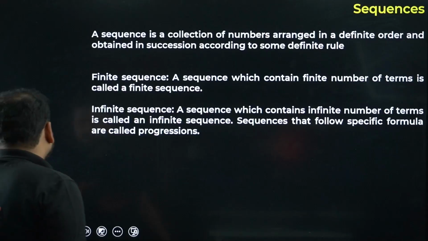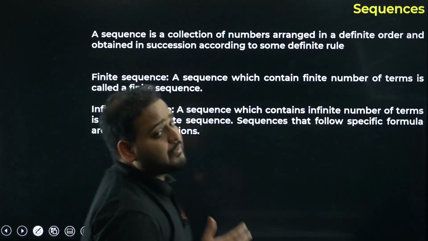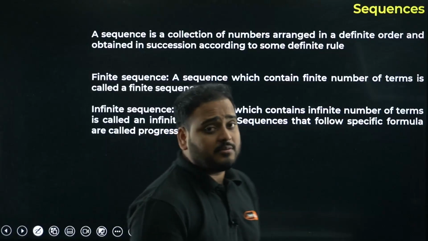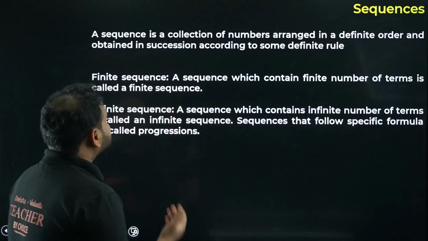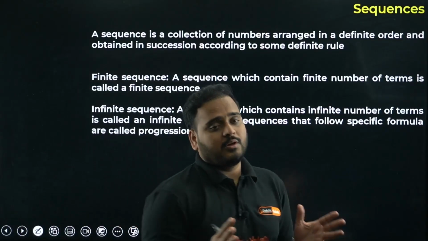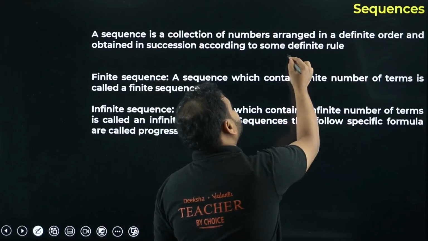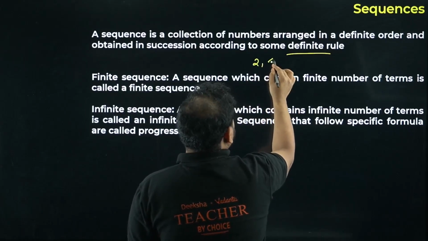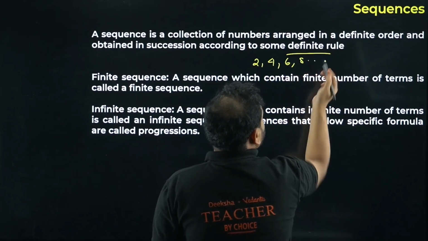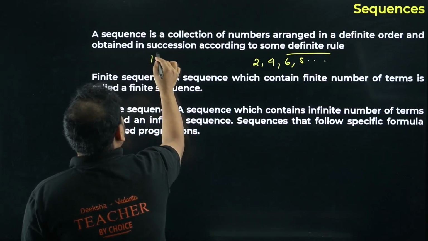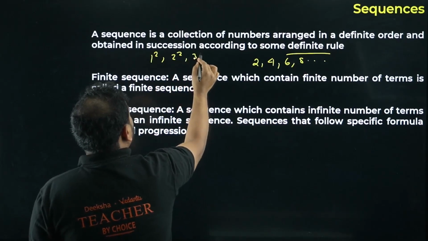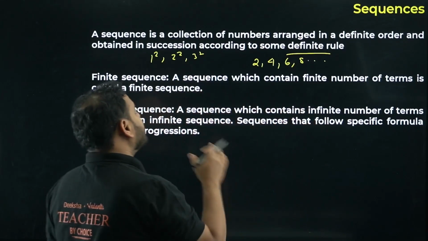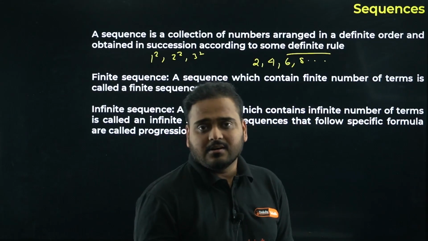So what we have over here for us, if you look at the first thing, is sequences. A sequence is a collection of numbers arranged in a definite order and obtained in succession according to some definite rule. Some definite rule, what does it mean? For example, I can have a sequence like this: 2, 4, 6, 8, and so on. I can have a sequence like 1 square, 2 square, 3 square, like this. There's a pattern of numbers, right? Whenever you have some definite rule for a given sequence, we can certainly call that a sequence.